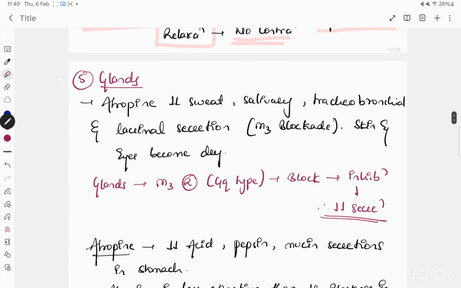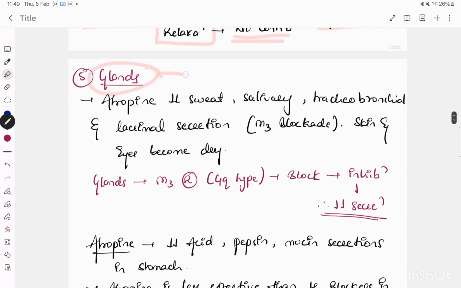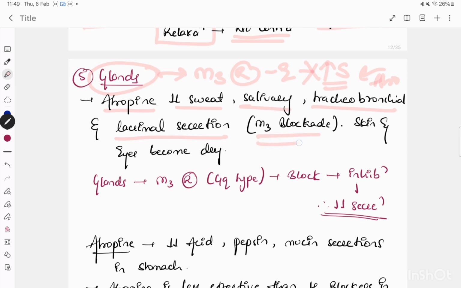Okay. Next, in the glands, which receptor is present? The M3 receptor is present. What does it do? Excitation. So therefore there would have been an increase in secretions. But because we are giving atropine, this won't happen. Instead, there will be a decrease in secretions. Therefore, atropine decreases sweat, salivary secretions, tracheobronchial as well as lacrimal secretions. Because of M3 blockade, skin and eyes become dry.